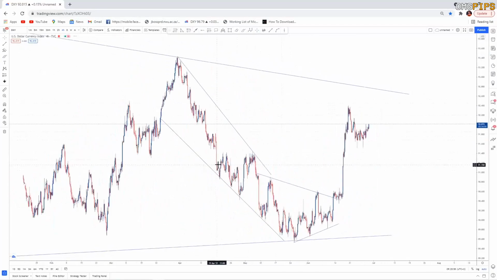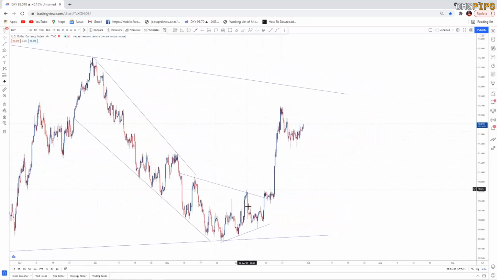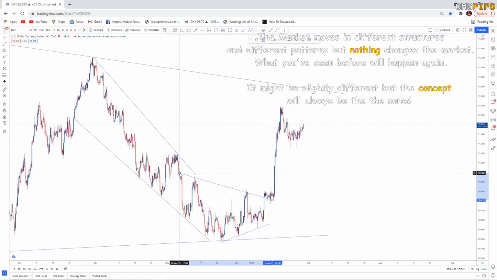Also remember that the market moves in different structures and different patterns, but the one thing you always have to remember is that nothing changes in the market. What you've seen before will happen again in the next few times. It might not be tomorrow, it might not be next month, it might not be in a year, but definitely it's something that's going to happen again in the future.